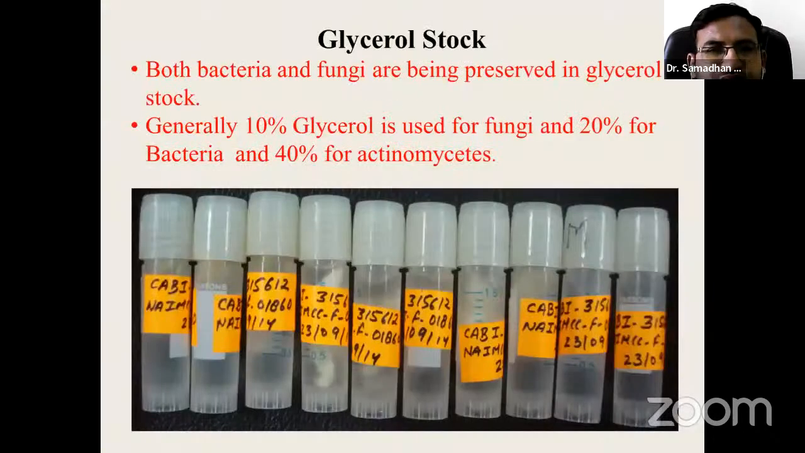The glycerol stock: both bacteria and fungus are preserved in glycerol stock. Generally, 10% glycerol is used for fungus, 20% for bacteria and 40% for actinomycetes. If you don't have glycerol, then 5% dimethyl sulfoxide can also be used. These are the glycerol vials used for glycerol stock, that is, storage of bacteria and fungus.